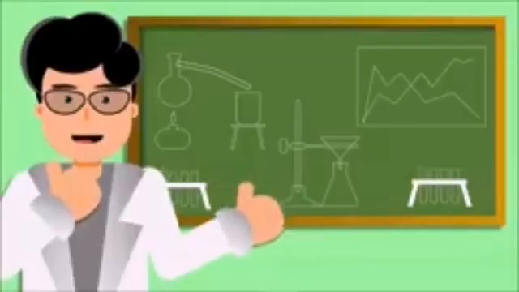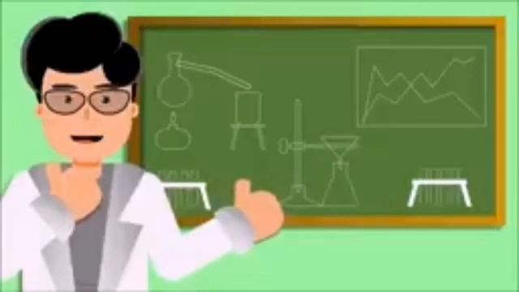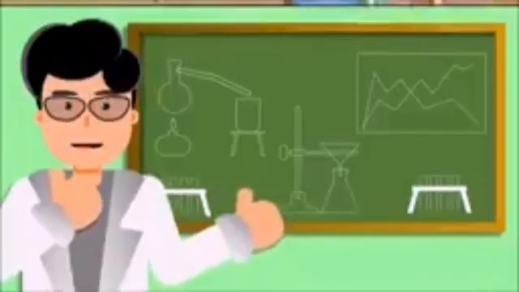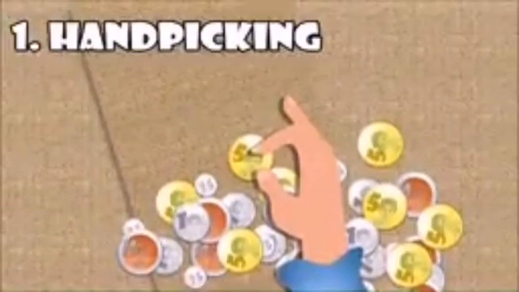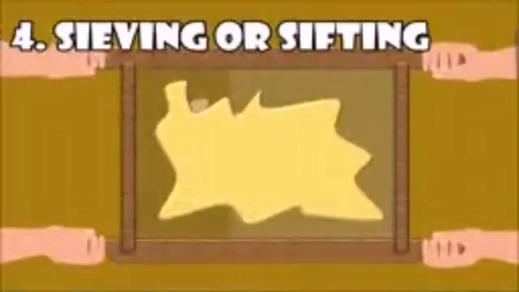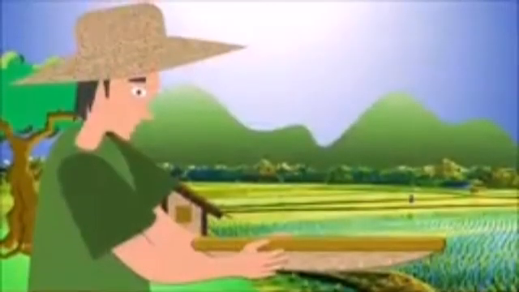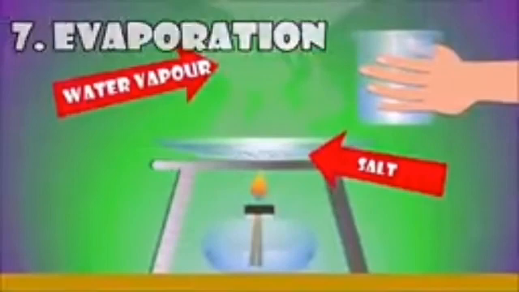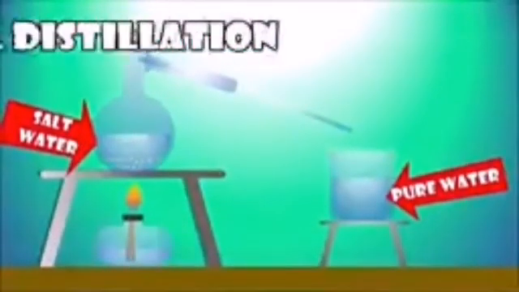You can separate mixtures based on the forms of the mixture. Now, let's recap the different ways of separating components of mixtures. Number 1, hand picking. Number 2, decantation. Number 3, filtration. Number 4, sieving or sifting. Number 5, winnowing. Number 6, use of magnets. Number 7, evaporation. Number 8, distillation.